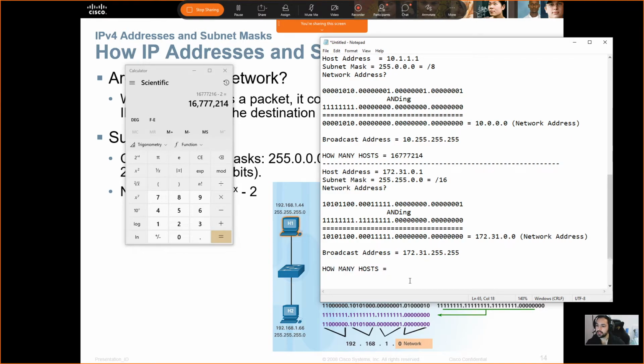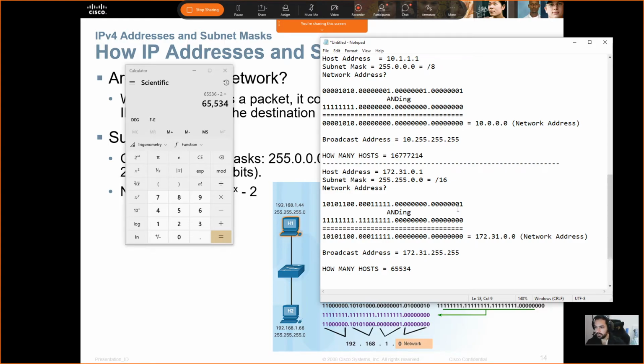Has someone done the last one? The last one is actually 16 bits for the hosts. So 2 to the power of what? Sorry guys. 2 to the power of 16 minus 2. These are the many addresses we can write down with this. All good?